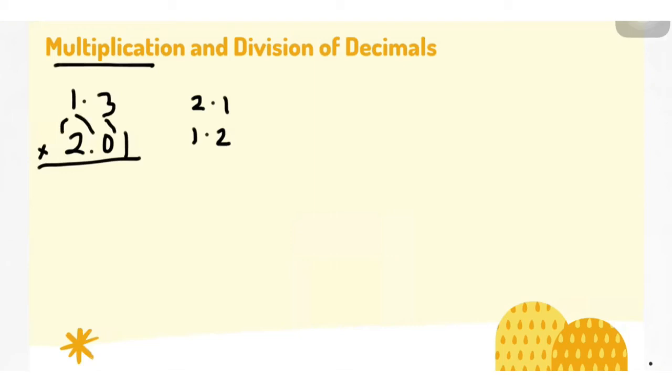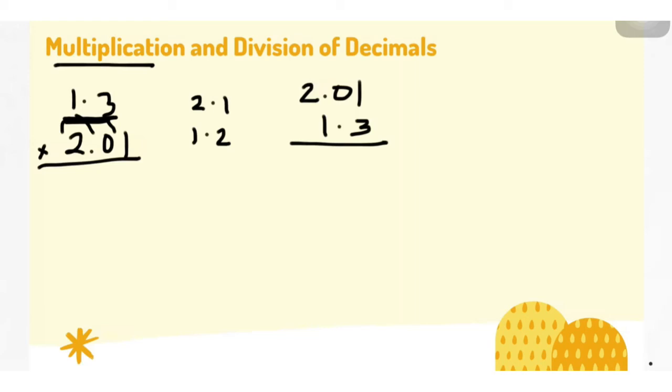So, para hindi mahaba, baliktarin natin 2.01. Yung mas konting number, siya yung nasa baba. Parehas lang naman yung sagot. Para mas mabilis lang yung pag-multiply natin. Pero pwede rin namang ito yung gawin nyo.